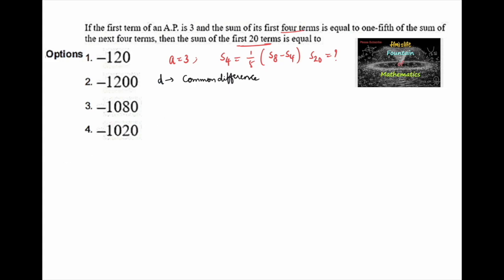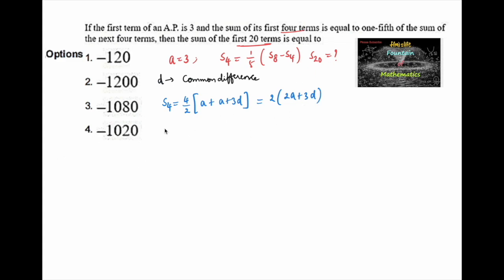So that we can have the sum of first four terms. S4 is equal to 4 by 2 times the first term, that is a, plus the last term, that is the fourth term, that is a plus 3d, that is 2 times 2a plus 3d.